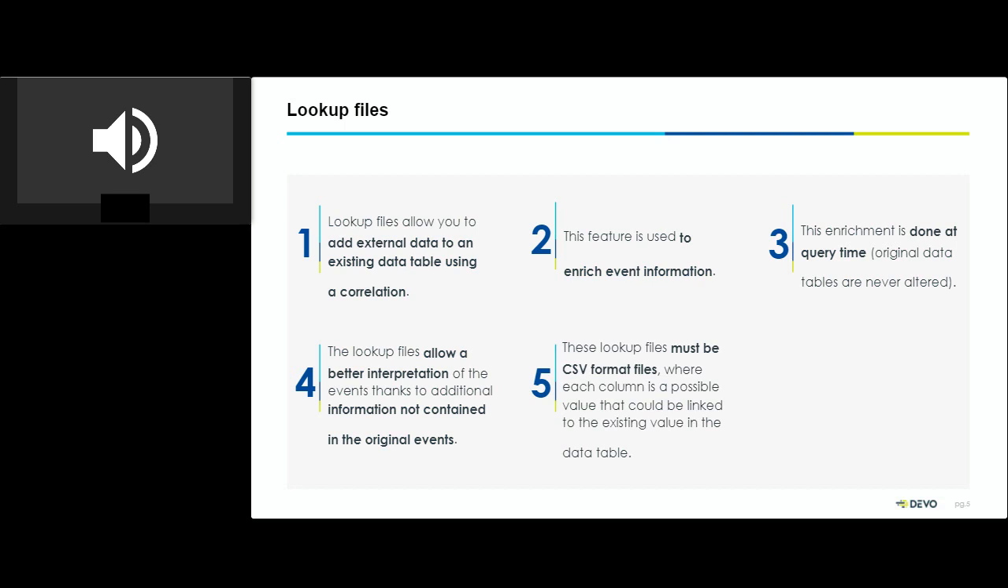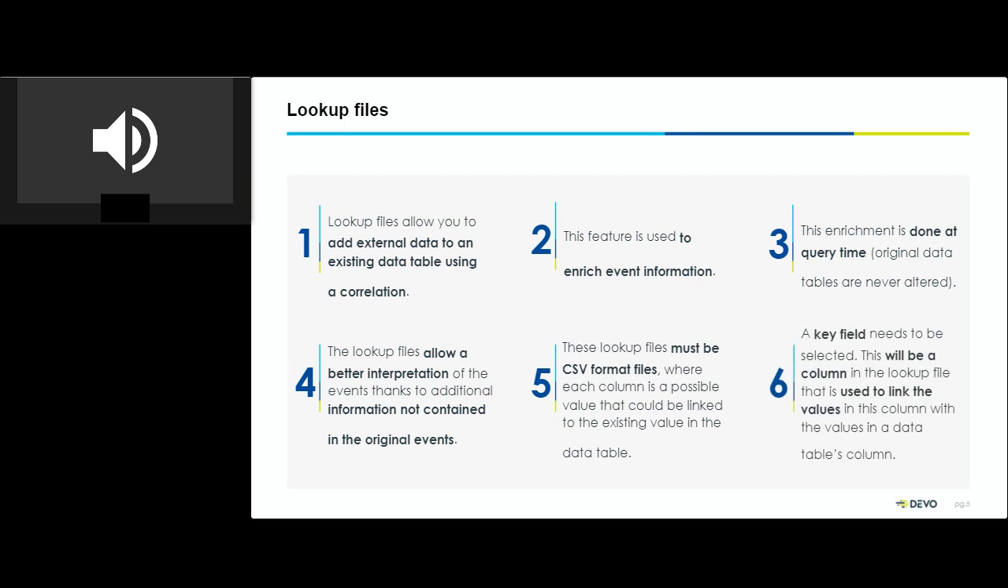In the lookup file, we need to have at least one field, which will be the field we use to correlate the data, and that field is called the key field. In the examples that I've used previously, a good example might be IP address, because an IP address is something that's going to be assigned to one device only.